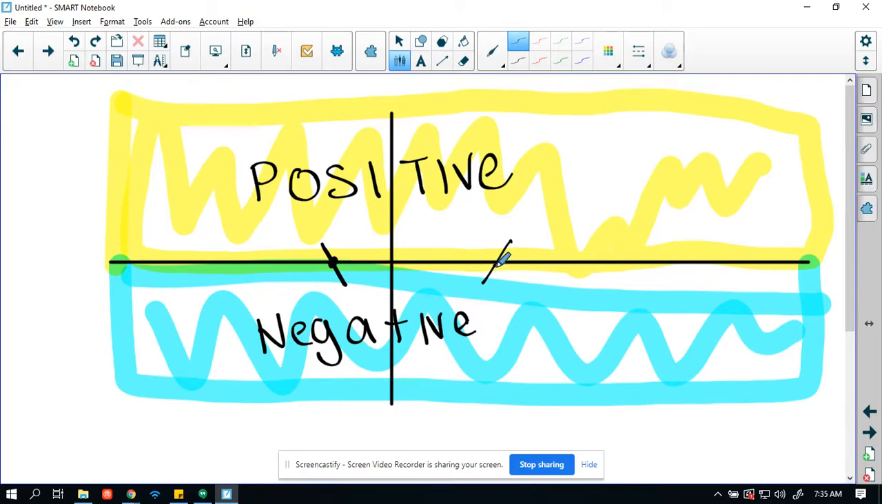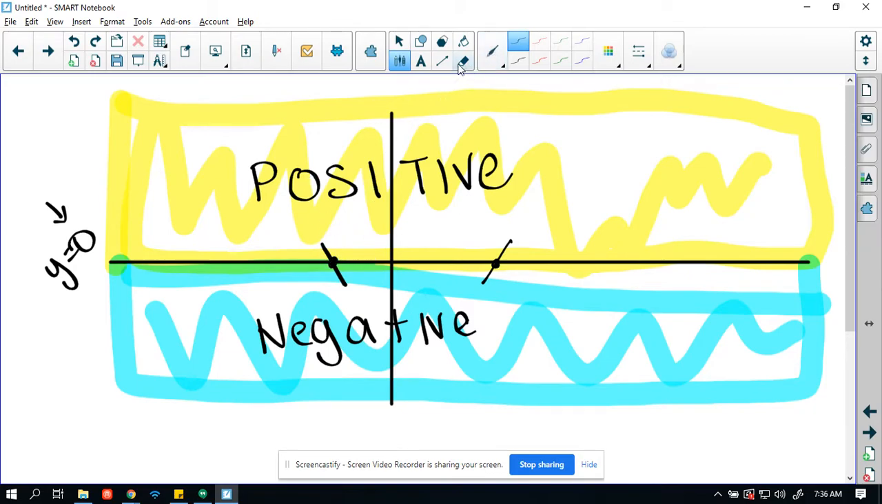Basically the doorways between my positive and negative are where my graph crosses the x-axis or where y is equal to 0. Because remember, 0 is that neutral zone. So this is basically the neutral zone from going from positive to negative or negative to positive, because y is not positive or negative.